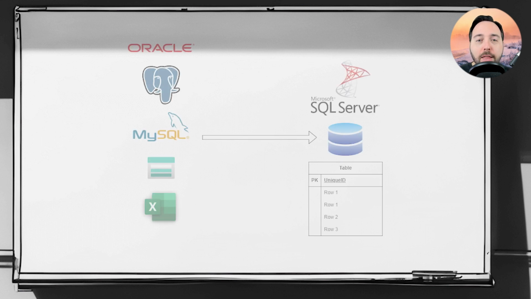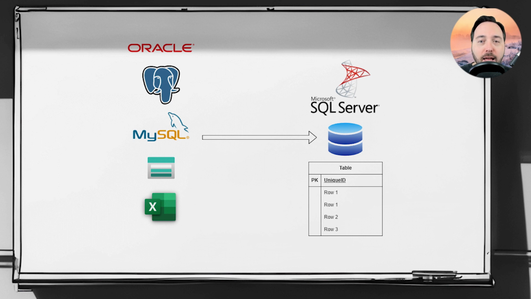PolyBase is Microsoft's solution for data virtualization in SQL Server. The quick idea behind this is, I have data stored in some remote system, such as another SQL Server instance, or an Oracle or Postgres database, Parquet files, CSV files, Azure Blob Storage, even Excel files. I want to expose these as tables in SQL Server, allowing people to query from them without having to think about where that data actually resides.